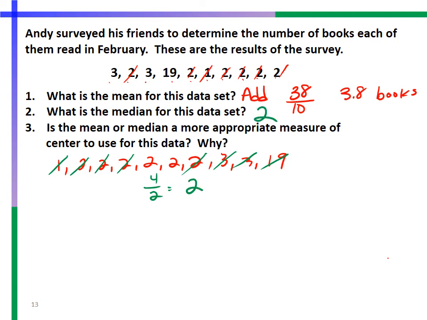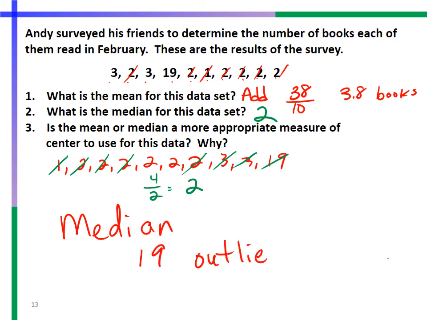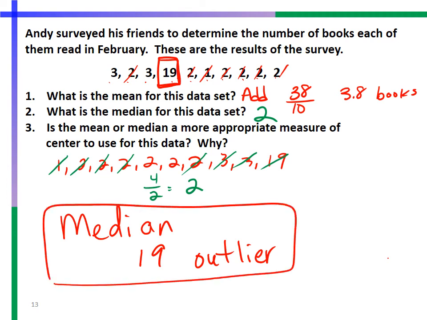And is mean or median a more appropriate measure of center? So I'm going to say median is, because 19 is my outlier. You have one student who read 19 books in a month. Everybody else read between 1, 2, and 3. So 19 kind of messes with the data a little bit. So I can say that median is a better choice than finding the average here for this data.